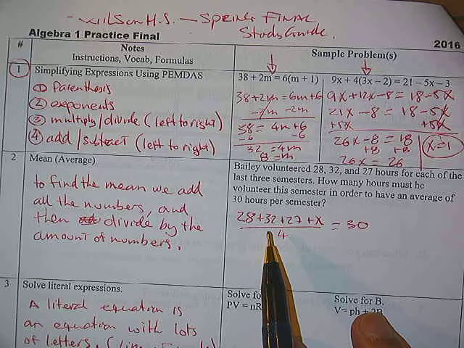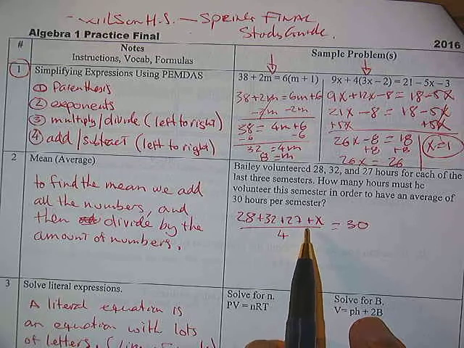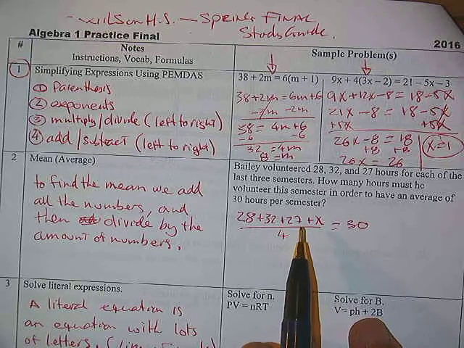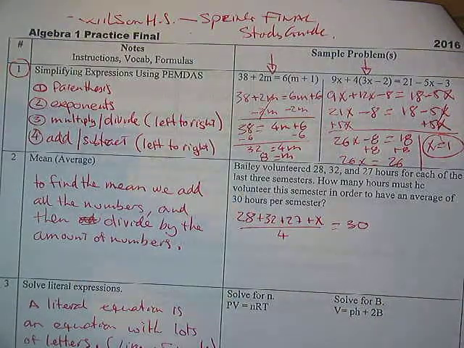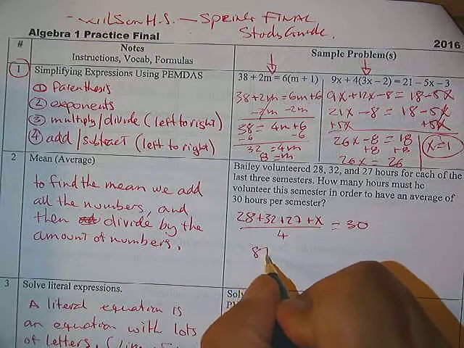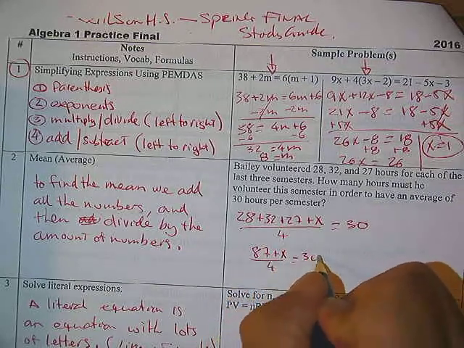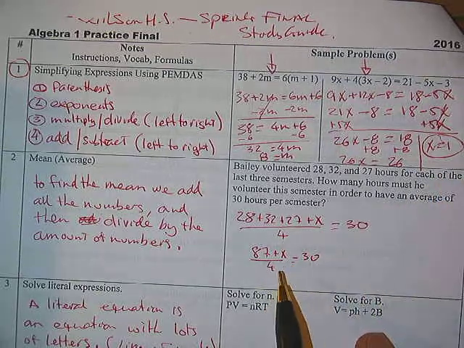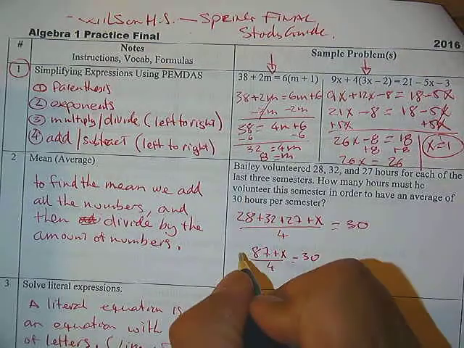So we need to solve for this. I think maybe we should add up all these numbers, like 28 plus 32 plus 27, and that comes out to be like, is that 87? I think that might be 87. Check. Yep, 87. Alright, so we have 87 plus x divided by 4, that's equal to 30.